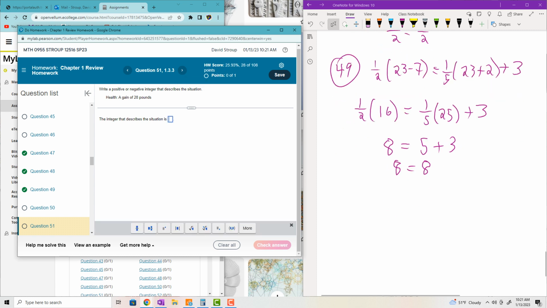Oh, this one's kind of funny. Write a positive or negative integer that describes the situation. So a gain of 28 pounds. You're either going to put 28 or you're going to put negative 28. So you think of gain, that means plus, right? You're adding something in. So I'm going to put a positive 28.